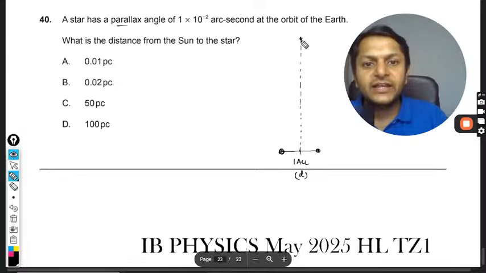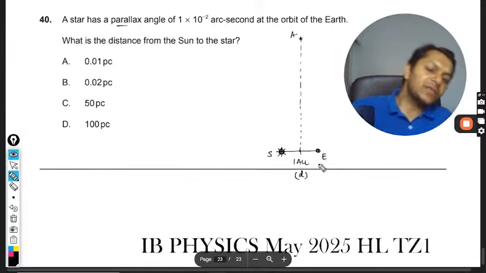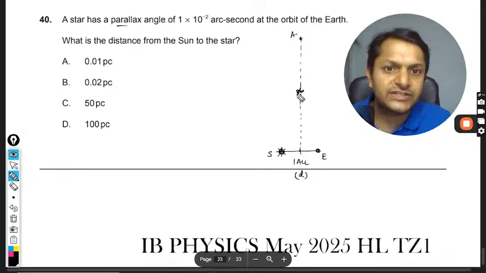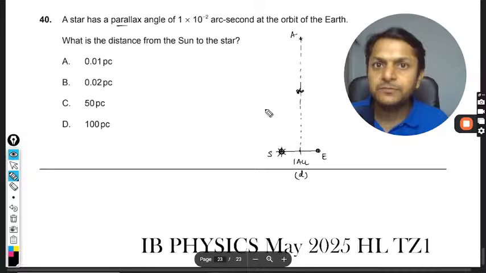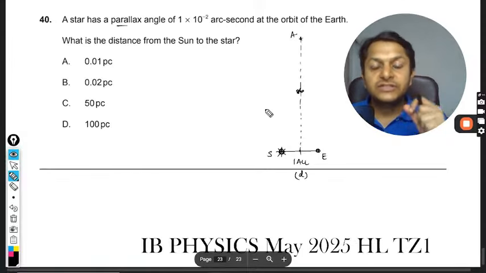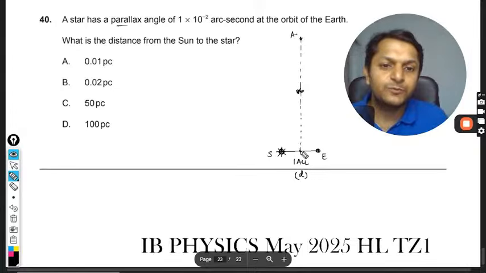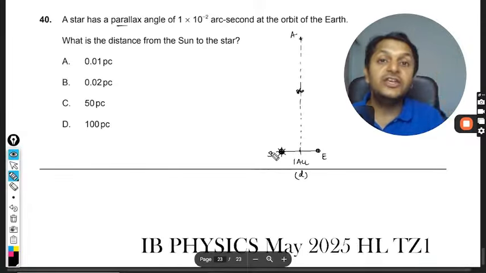This star is A. This is the sun, so I'm writing it as S. And this is Earth, E. What we want to find is this distance. This is X, the distance of the star from our solar system, you can say from the Earth-Sun system. Because the star is very, very far away, it hardly matters whether you're taking distance from this point or from the sun itself, because the distance is very huge and very large.